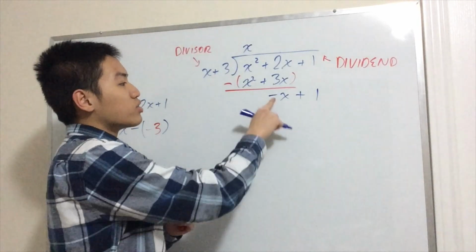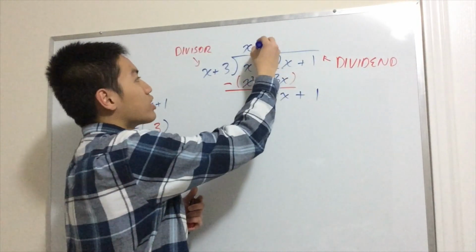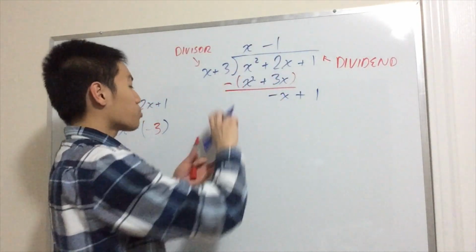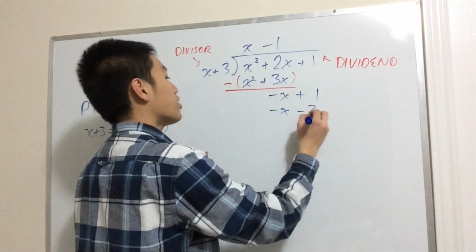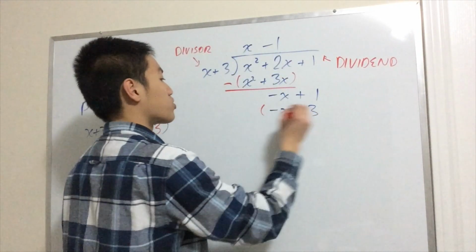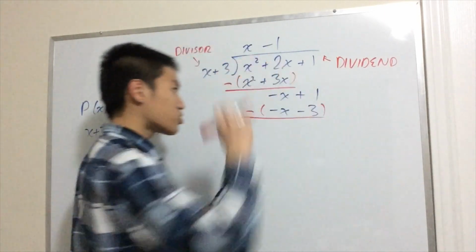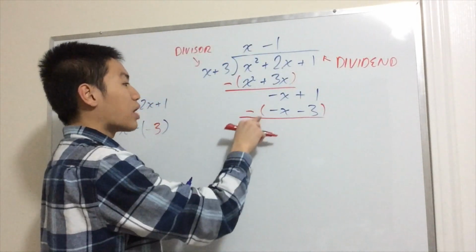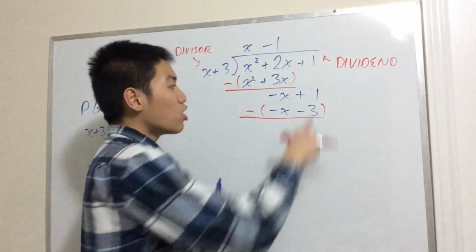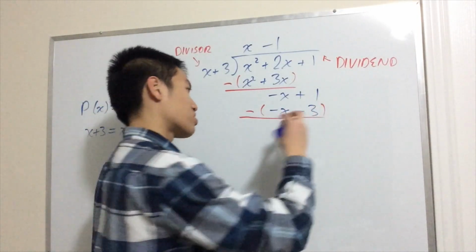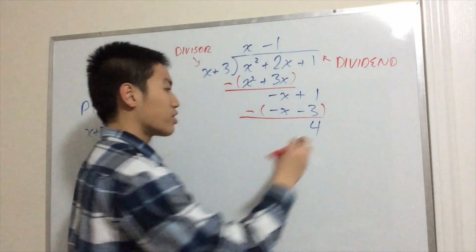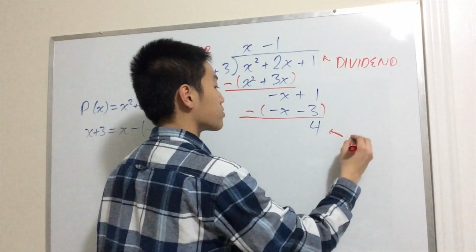x plus 3 goes into negative x plus 1, negative 1 times. We multiply, and we have negative x minus 3, and once again we need to subtract it. Subtracting that, negative x minus negative x is 0. 1 minus negative 3 is 1 plus 3, which is just 4. And right here, that's our remainder.